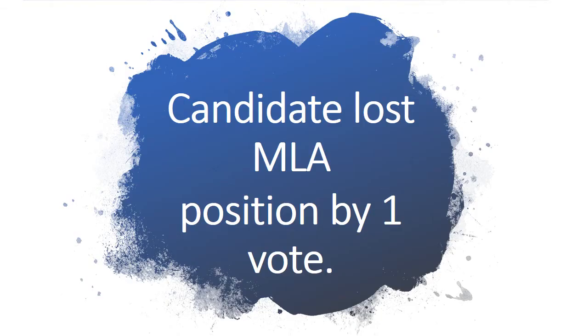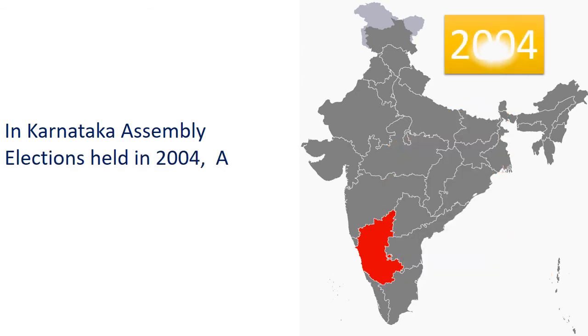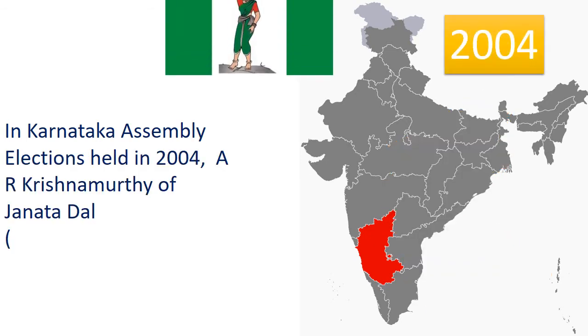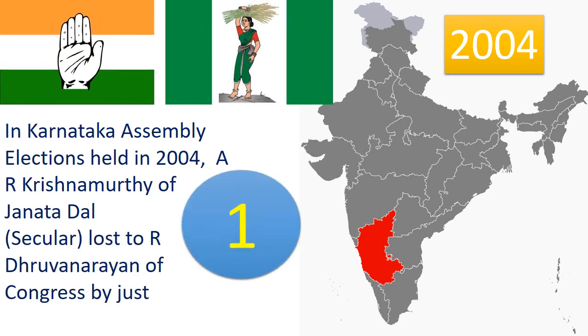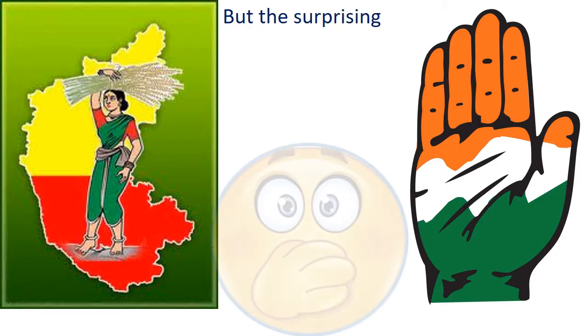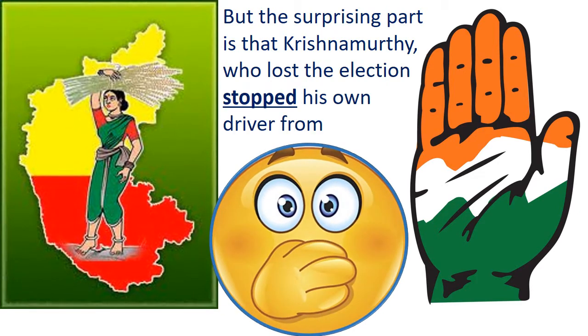A candidate lost the MLA position by 1 vote. In the Karnataka Assembly elections held in 2004, A.R. Krishnamurthy of Janata Dal, secular, lost to R. Dhruvanarayan of Congress by just 1 vote. But the surprising part is that Krishnamurthy, who lost the election, stopped his own driver from voting.